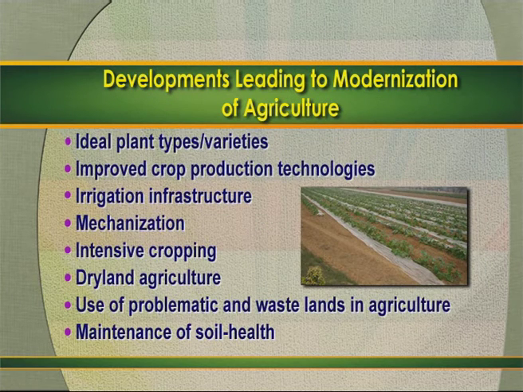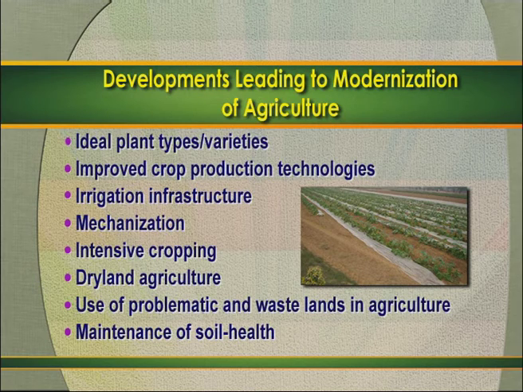So, modern agriculture started with the development of various initiatives. The important things we have done for agriculture in India were the development of ideal plant varieties. We have improved our crop production technology. A number of irrigation projects were started and irrigation infrastructure improved. We have started using machinery in agriculture. An intensive cropping system was started in India and we have developed technology for dry land farming also. We have converted problematic and wasteland into agricultural land. Then we are also working to maintain soil health.